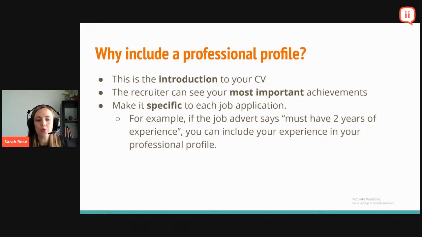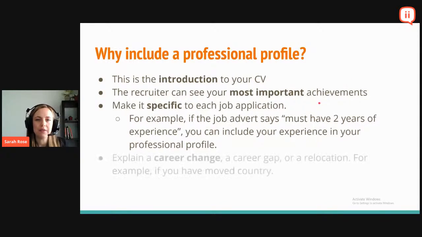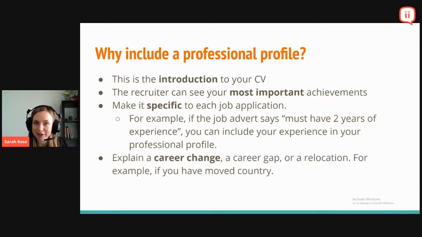So here's an example. If the job advert or the job description says 2 years of experience, well, in your professional profile, you can write 3 years of experience or 4 years of experience. And that means the recruiter knows they need someone with 2 years of experience and they see you have 4. Brilliant. You make it specific to the job application. And it's an easy section of the CV to change for each application. And you need to change your CV for every application you do. So this is good.